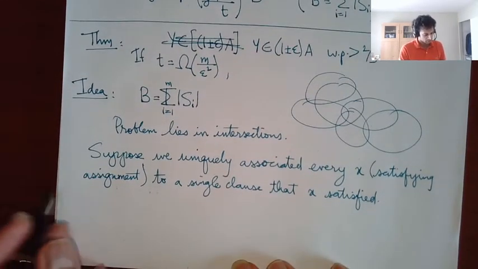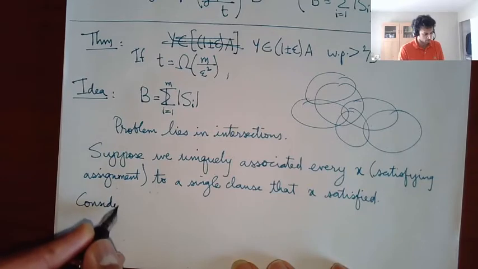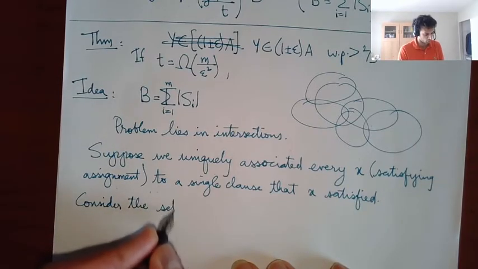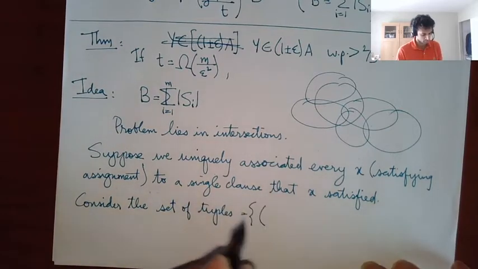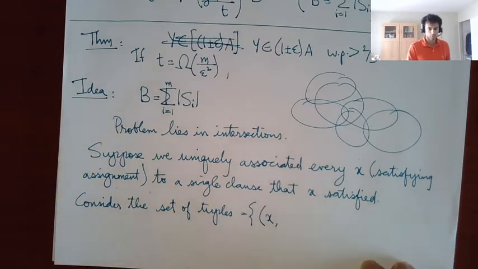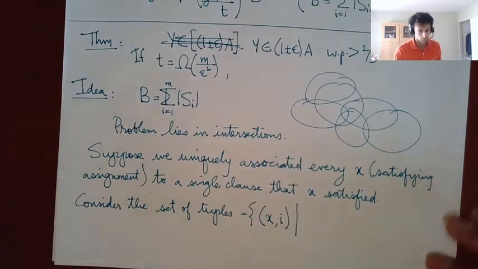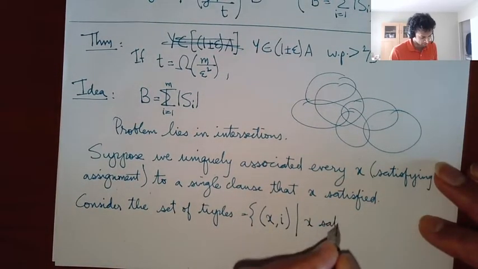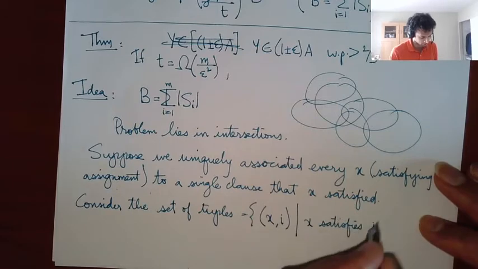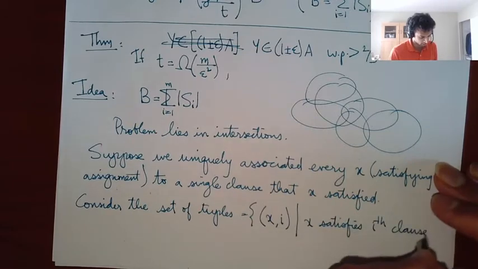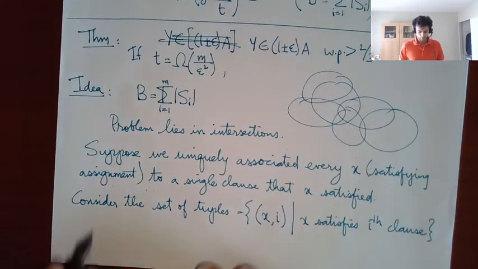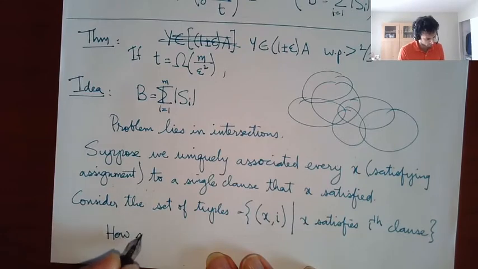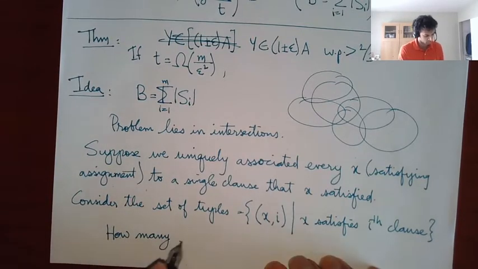Let me consider the set of tuples x comma i, where this means x satisfies the ith clause. How many tuples are there?